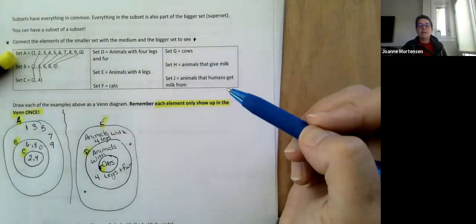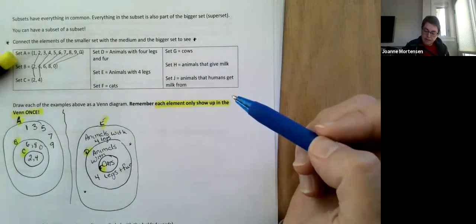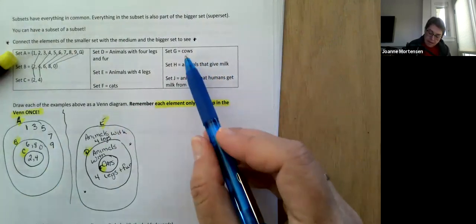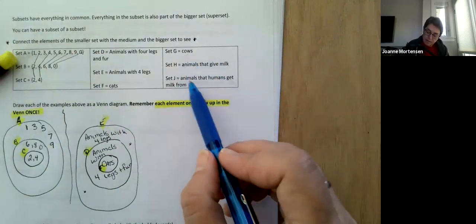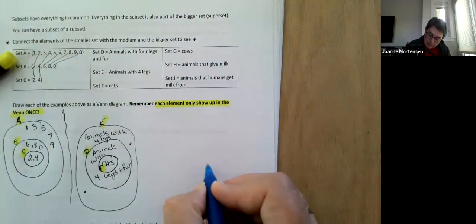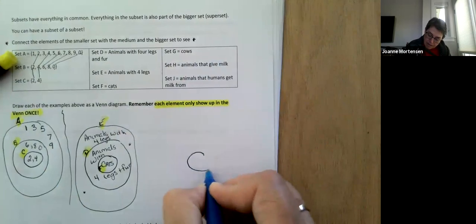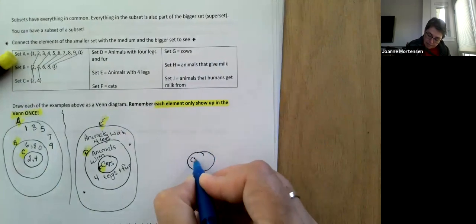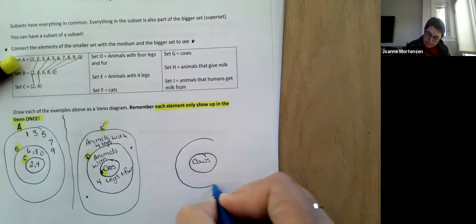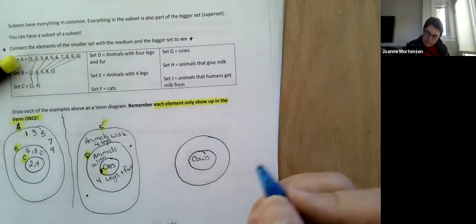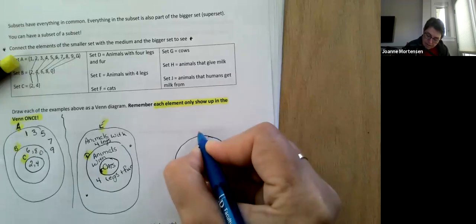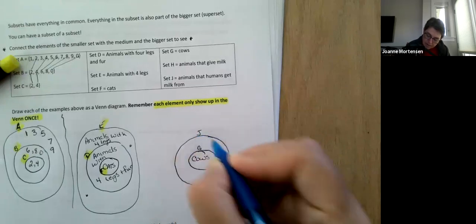So you've seen 2. Hope you've done the last one here. If not, pause the video. We've got cows, animals that give milk, animals that humans get milk from. Okay, so it's pretty straightforward. Cows is our smallest group. So I'll make that G. This is going to be J.